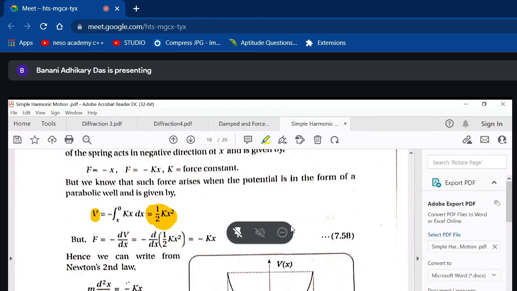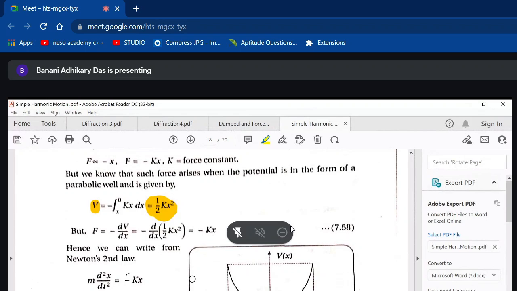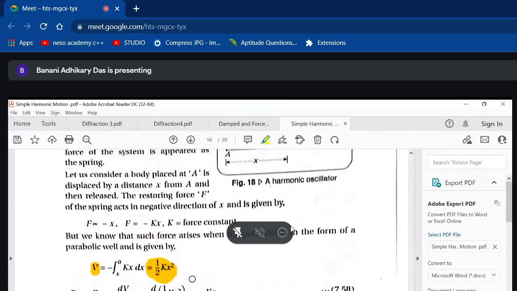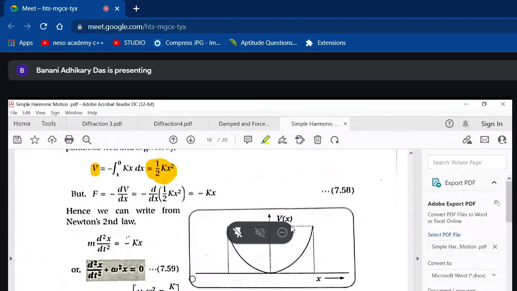So what is your acceleration? m d2x/dt2. So mass into acceleration is your force. Force is minus kx. It's very simple. The new thing that you've learned here is, number one, remember the concept of harmonic oscillators, and remember that the potential of a harmonic oscillator follows a parabolic form, as you can see in this figure 19: the parabolic potential well for a particle in a simple harmonic oscillator.